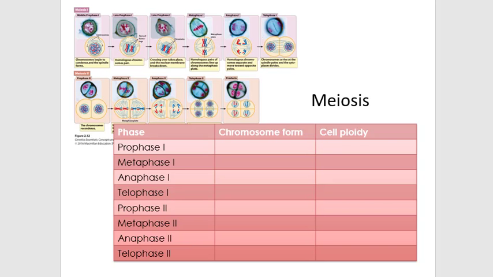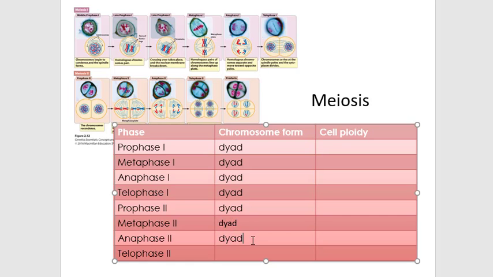Now, when we go to meiosis, things are different. In meiosis, typically there is going to be a DNA replication that precedes meiosis. So by the time we get to prophase 1, the chromosomes are all in the dyad form. And they stay in the dyad form even through anaphase 1, and they don't get pulled apart until anaphase 2.